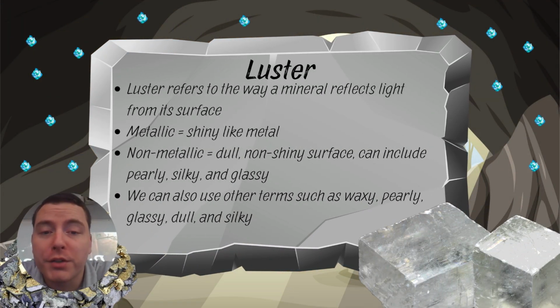Luster refers to the way a mineral reflects light from its surface. In other words, how shiny is it? We would say it's metallic if it's shiny like metal, or non-metallic if it's dull and not shiny. We could also use words such as waxy, pearly, glassy, dull, and silky.